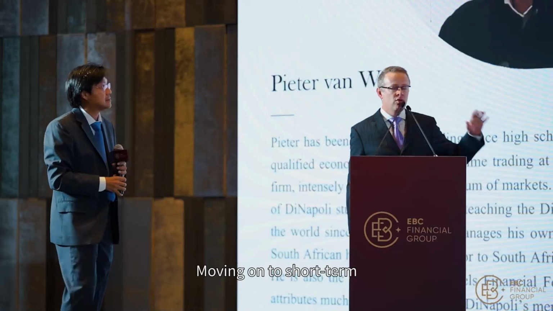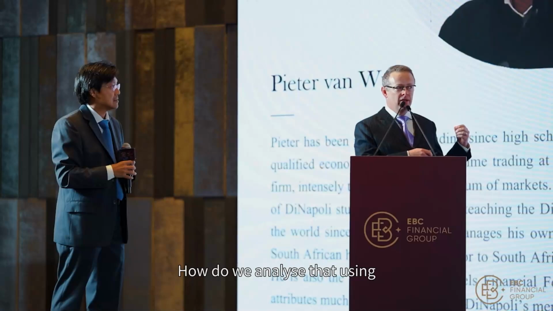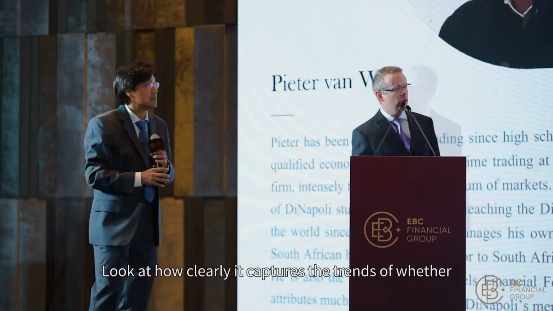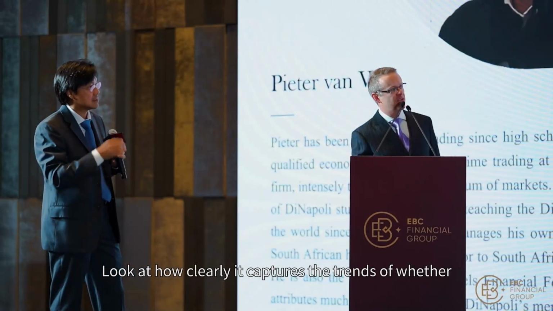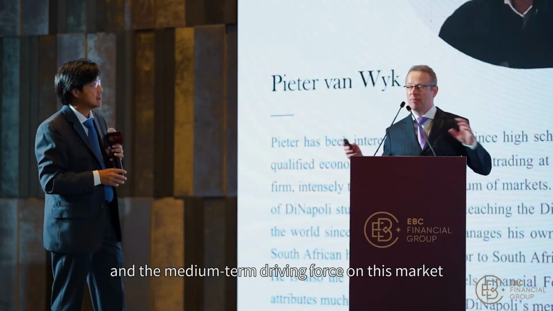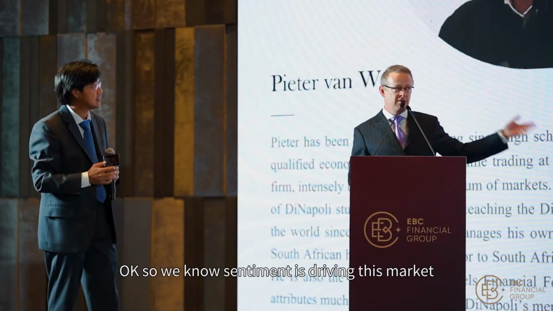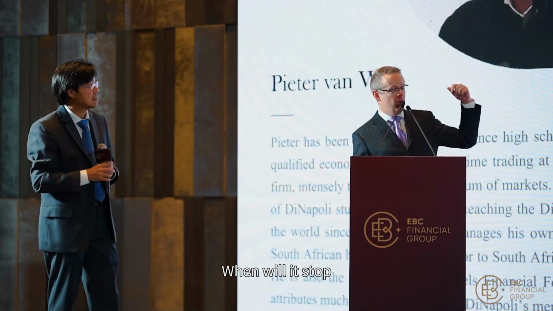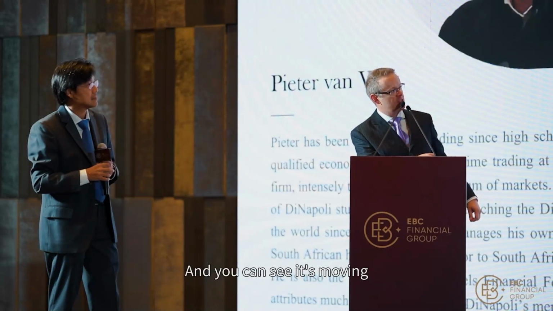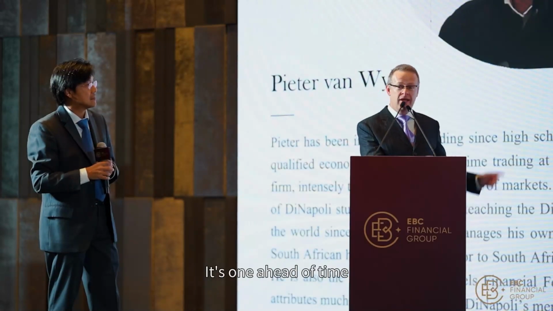Okay, moving on to short and medium term, the carry trade, the one that's driving the market. How do we analyze that using DiNapoli levels? We use the quarterly MACD predictor. Look at how clearly it captures the trends of whether there's carry trades or not, and the medium-term driving force on this market. Okay, so we know sentiment is driving this market. When will it stop? Most likely when we get close, or this MACD predictor, and you can see it's moving. That's why it's predicting ahead of time. It's one quarter ahead of time.